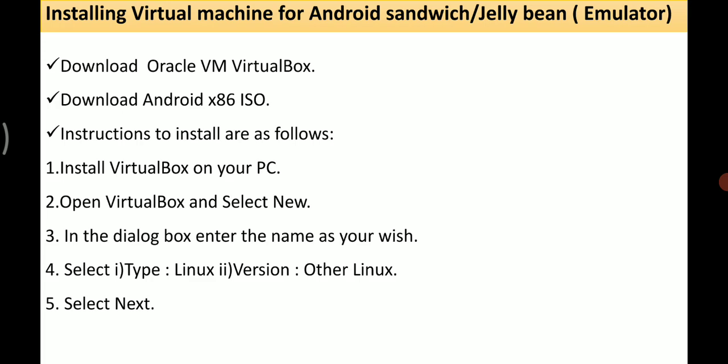There are certain instructions to install, so we have to follow certain steps. The first is that we have to install VirtualBox on our PC. Then we open VirtualBox and select New. In the dialog box, we enter a name as we wish. Then we select the type, which is Linux, and the version, like Other Linux. Then we click Next.